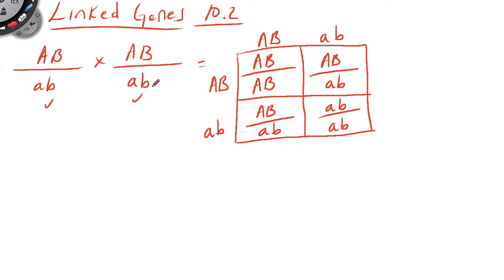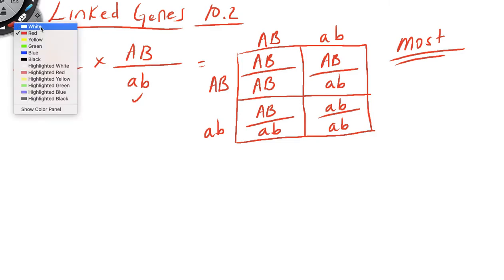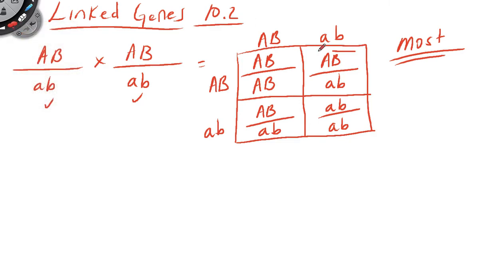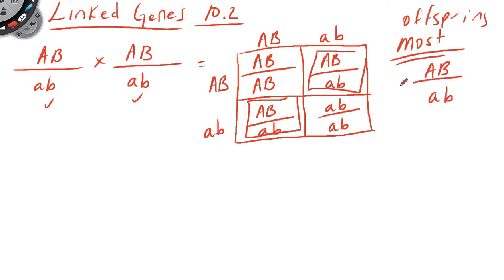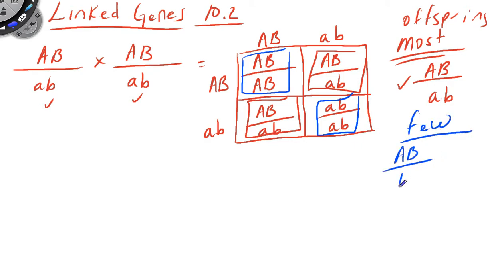Now, we know that these are the parental genotypes, big A, big B, little a, little b. So that means that most of my offspring are going to look like the parents. And I guess I'll keep that in red. The parents are this guy and this guy, right? So most of my offspring are going to look like my parents, okay? And then notice who the recombinants are. This is a recombinant. This is a recombinant. So few are going to look different than the parents.